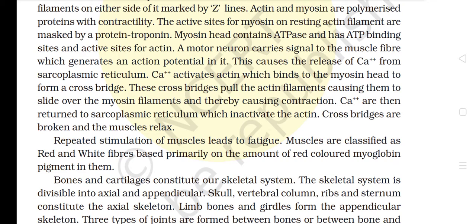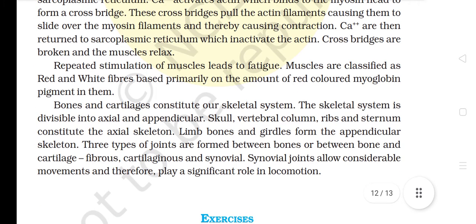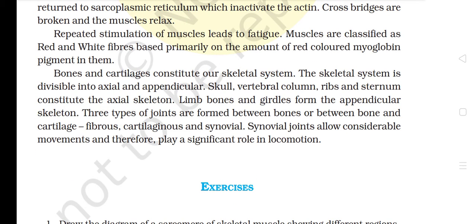A motor neuron carries signal to the muscle fiber, which generates an action potential in it. This causes the release of calcium ions from sarcoplasmic reticulum. Calcium ions activate actin, which binds to the myosin head to form a cross bridge. These cross bridges pull the actin filaments, causing them to slide over the myosin filaments and thereby causing contraction. Calcium ions are then returned to the sarcoplasmic reticulum, which inactivates the actin. Cross bridges are broken and the muscles relax. Repeated stimulation of muscles leads to fatigue. Muscles are classified as red and white fibers based primarily on the amount of red colored myoglobin pigment in them.